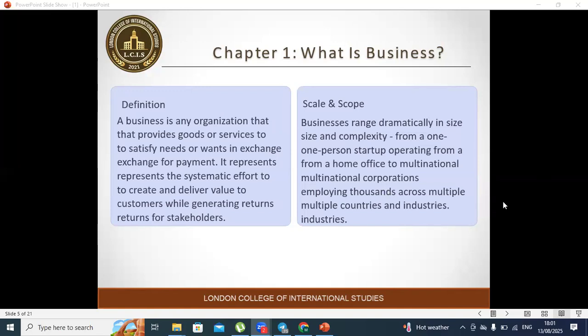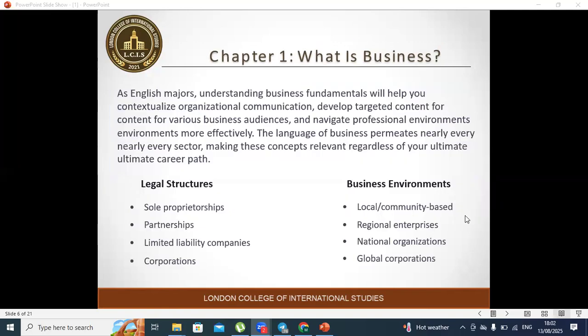Scale and scope. Businesses range dramatically in size and complexity, from one-person startups operating from a home office to multinational corporations employing thousands, sometimes millions, across multiple countries and industries. So you can start with an idea, and after this idea, you can start from home. After that, after you have some clients, then you can work from an office, and this office turns into a company, then an association, then a group, and so on.